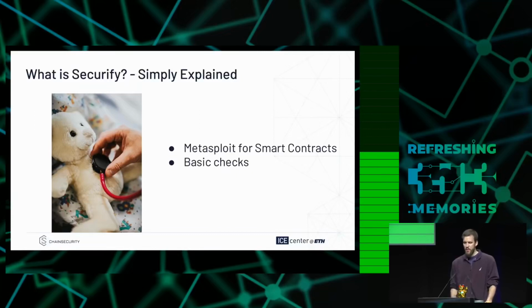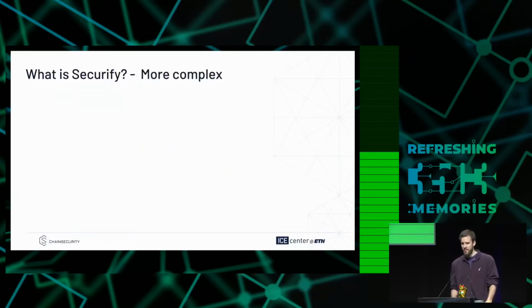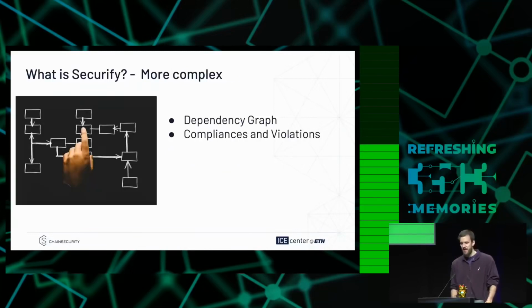But now for those people who know a bit more about security and smart contracts, what's the more complex explanation of what's going on? Well, basically we built a dependency graph of the instructions inside and the variables and how the variables depend on each other and on the instructions and so on. And then we have certain patterns, security patterns, some we'll see later. And for these we check for compliance and for violations. So in some situations we can say that things are definitely fine. In some situations we can say that things are most likely not fine at all.